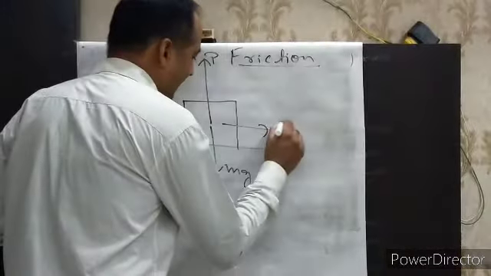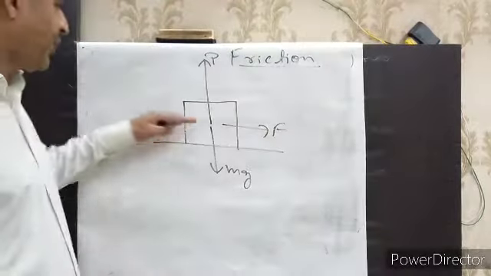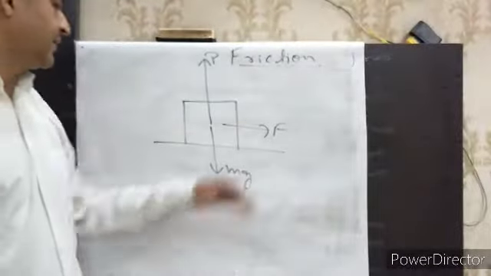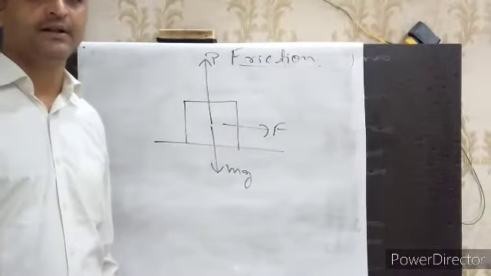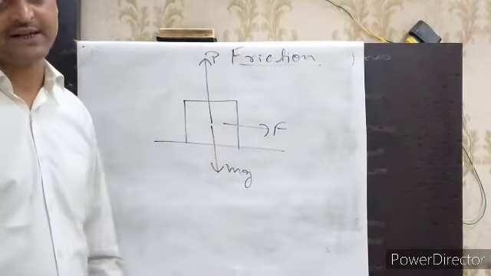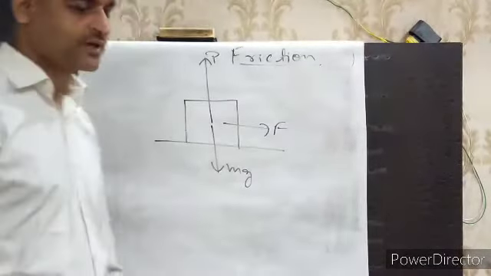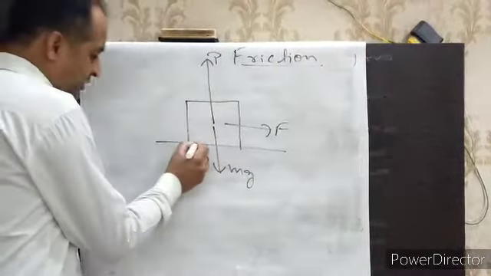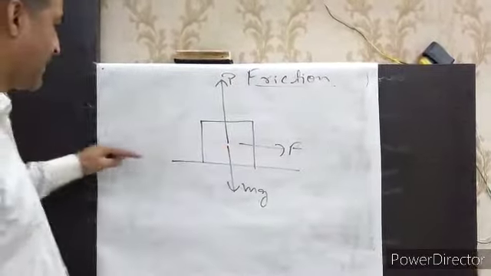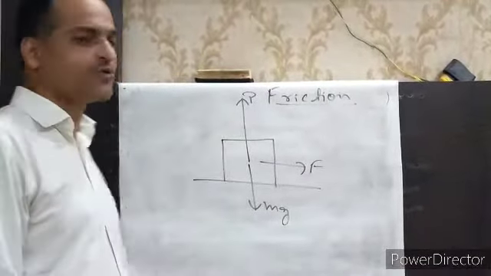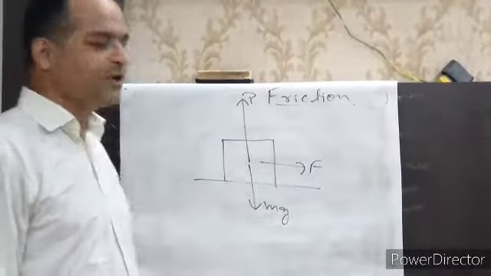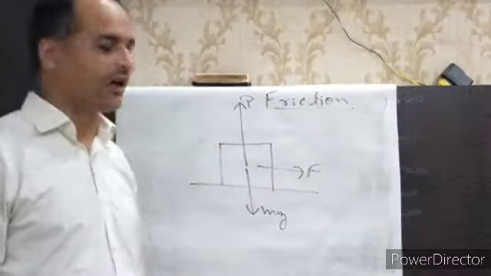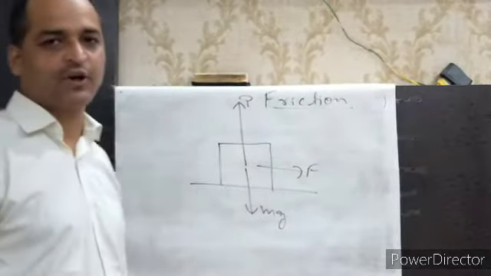When an external force F is applied on the object like this, then the body will move in this direction. And what is friction? When there is motion between the two objects, the force between the surfaces which opposes the motion is called friction force. When we apply force in this direction, there will be a force in the opposite direction. That force produced in the opposite direction is called friction force. It will stop the motion of the object, or it will oppose the motion, and that is called friction force.